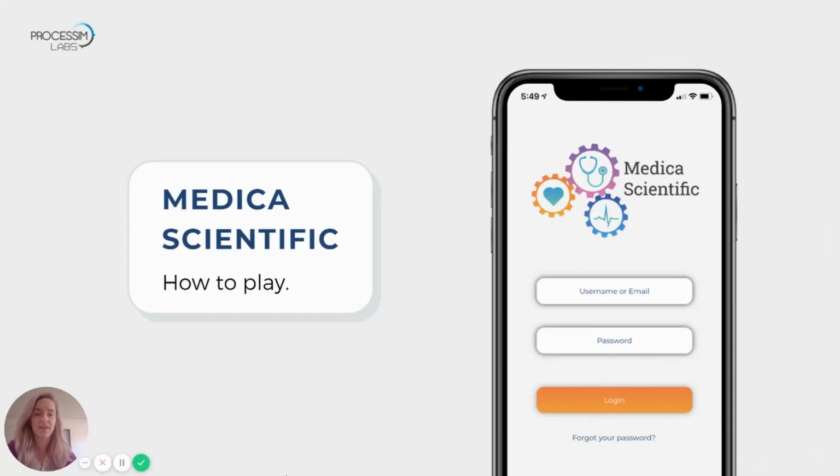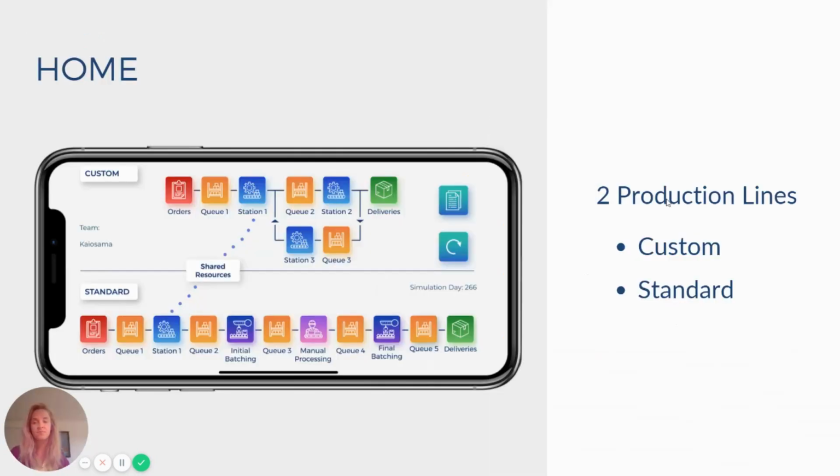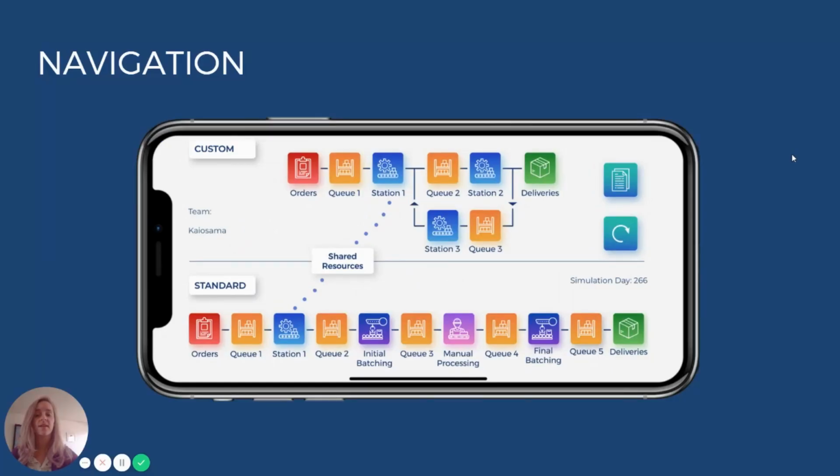Welcome to Medica Scientific, the game that puts students in charge of a virtual company. This is the home screen, which displays the layout of a manufacturing facility company with 2 production lines. On the top we have the custom line, and below is the standard. By clicking into either of these lines, you'll see its unique decision-making stations and queues.